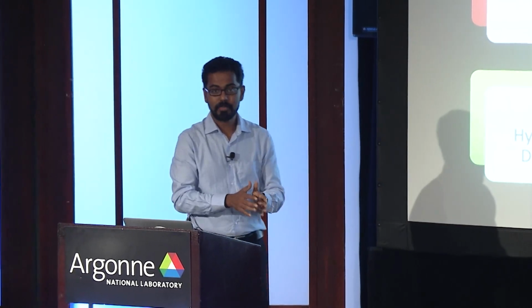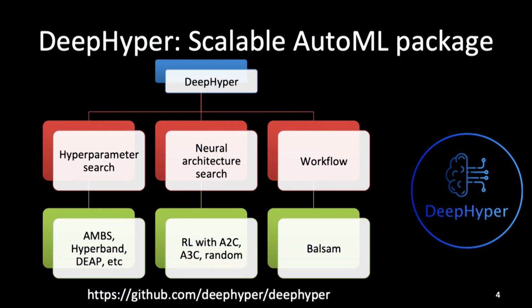Okay, so we are developing this software package called DeepHyper. It's primarily looking at how we can solve the upper level problem in a much more automated way. It consists of three components. The first one is hyperparameter search, where, given a particular architecture that has several hyperparameters, you want to identify the right hyperparameter configuration for that architecture. So that component is hyperparameter search.